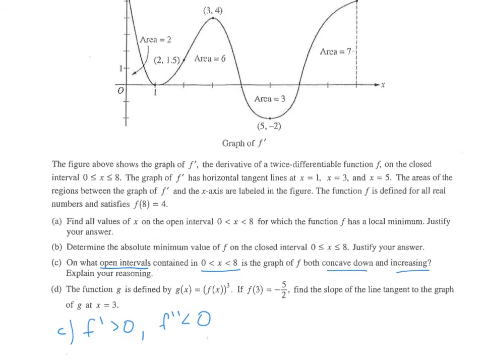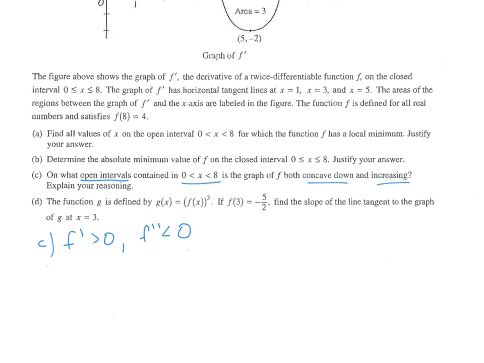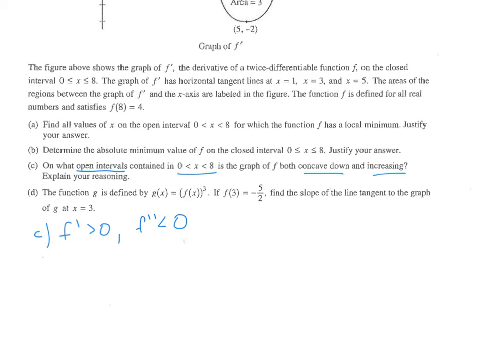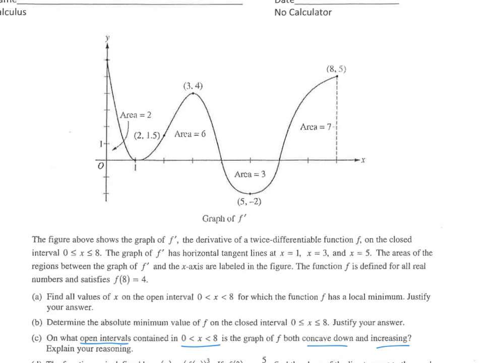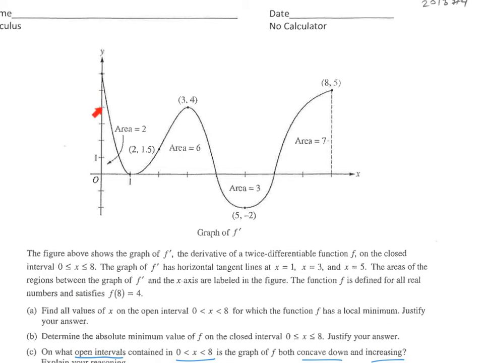Now all we're given here is the first derivative. So we can say that if the second derivative is negative, that means that the first derivative is decreasing. So we want to look at our graph and see where the derivative is positive and decreasing. So that seems to be happening between 0 and 1, and then again from 3 to 4.